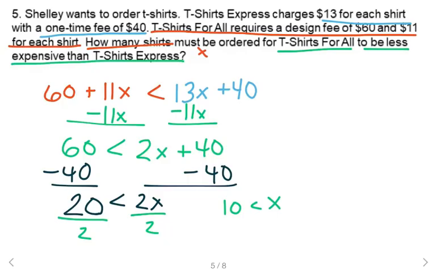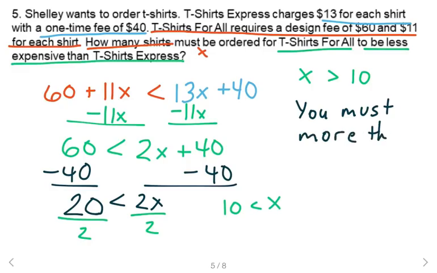So if 10 is less than x, then that means x is greater than 10. So the solution here, the number of t-shirts that must be ordered, has to be greater than 10. Well, you're only going to order whole t-shirts. It doesn't make sense for it to be a decimal or a fraction value or a mixed number value. So how many t-shirts must be ordered? You must order more than 10 t-shirts for T-Shirts for All to be cheaper.